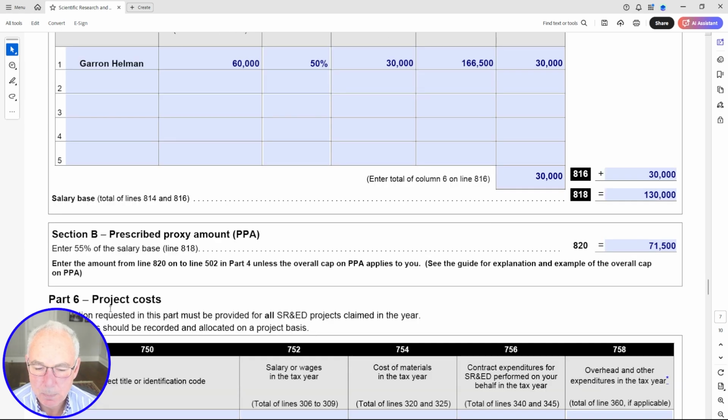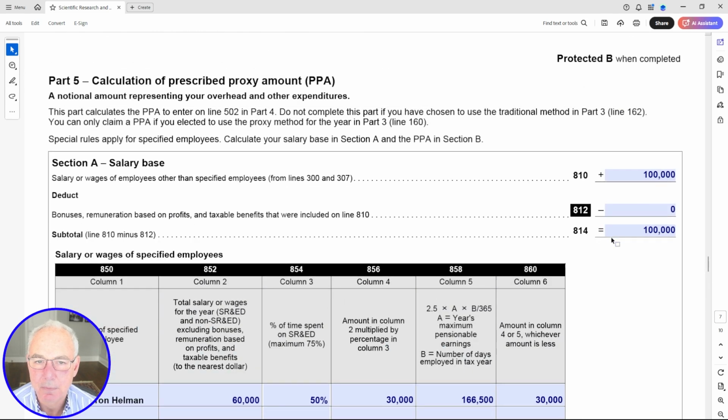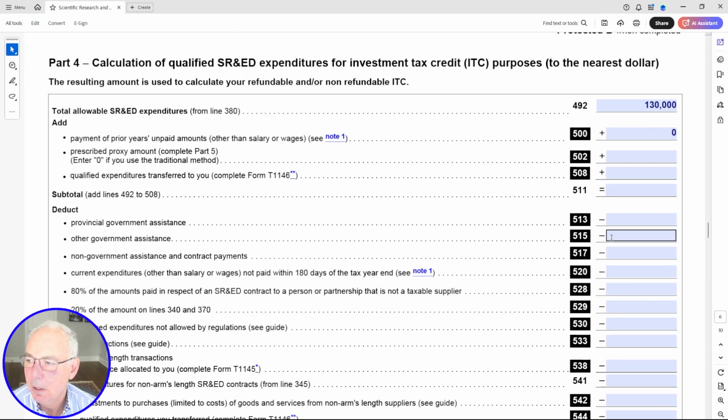So before we go into part 6, we're just going to use that $71,500 in the previous form that we have to fill out. So go back to part 4 here, and it asks for the prescribed proxy amount, and now we know it's $71,500. We're going to put in 0 here, and we're going to add these two up. So that's $201,500. What about provincial government assistance? Remember, we put in the prior form that we had $13,000 from provincial government and 0 for other government, and we're going to put a 0 in here.